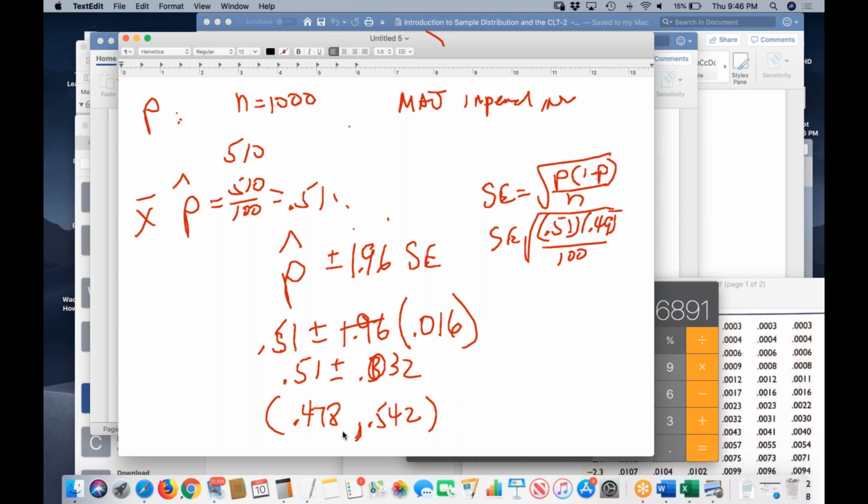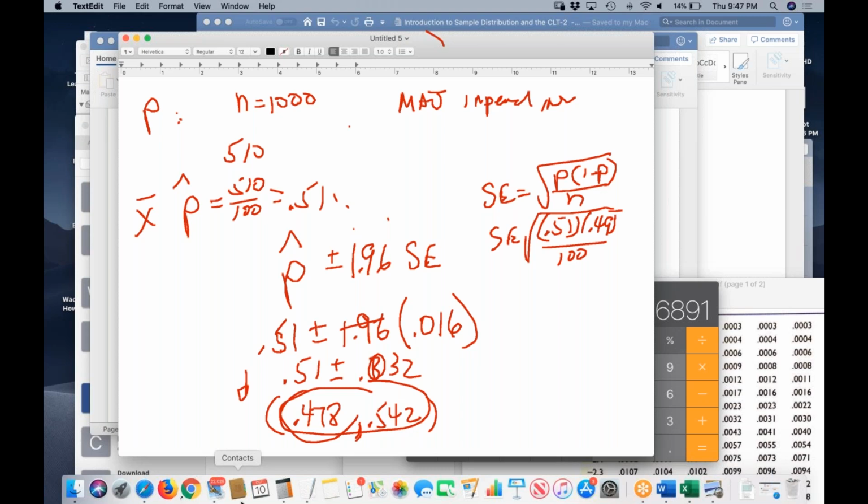Between 47.8 and 54% is our 95%. So do we know with 95% certainty that a majority of people in the country approve? No, we don't, right? Because we're 95% certain it's between 48 and 54%. But in order to say with 95% certainty that the majority of people approve of this, both of these numbers would have to be greater than 50% for us to be 95% certain that the true population proportion is bigger than 50%.